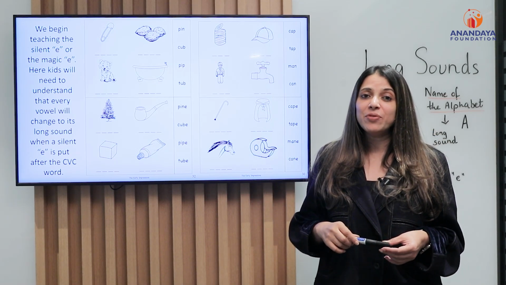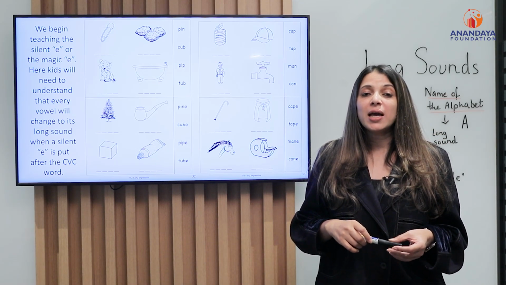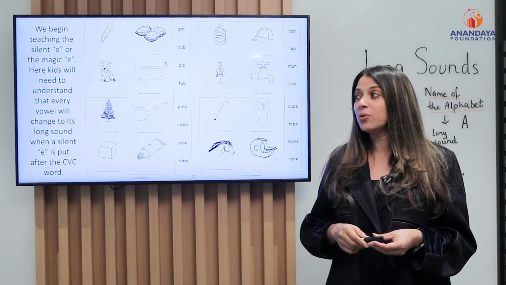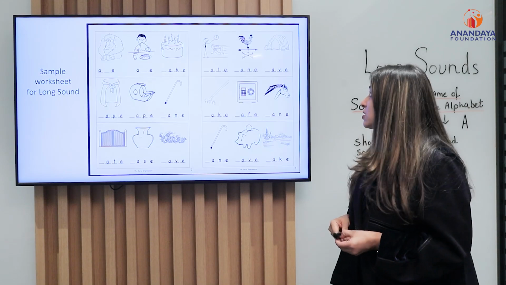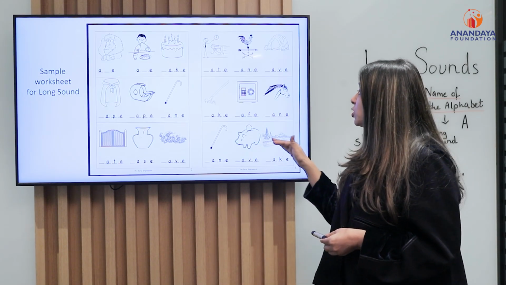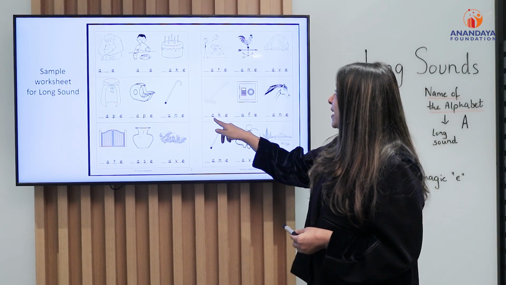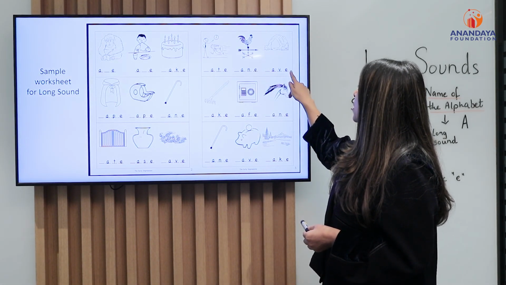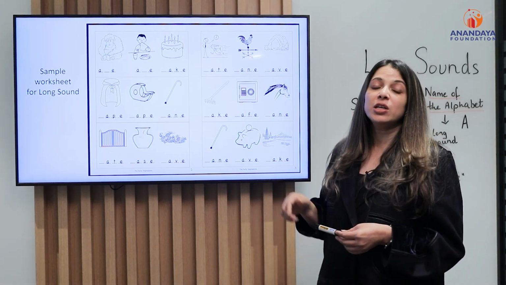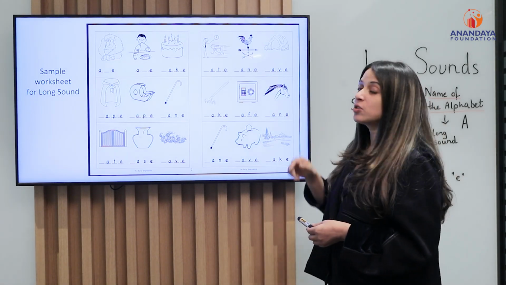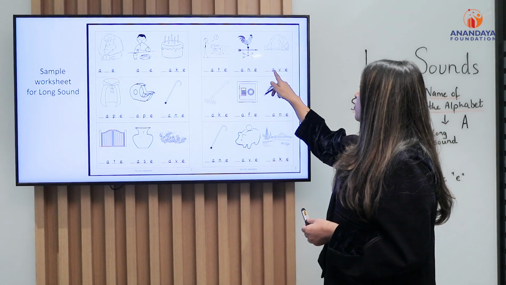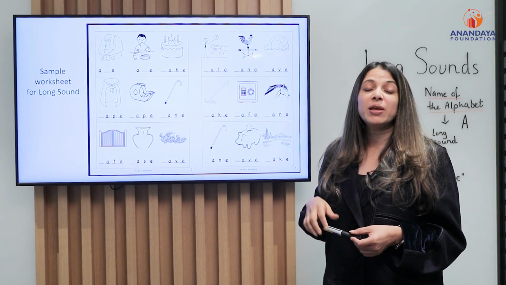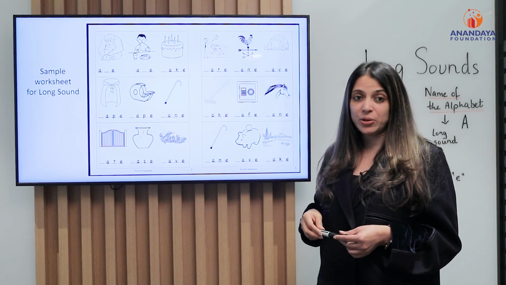There are around 11 long sounds, and I'm going to show you on the next screen how to go about the other long sounds. This worksheet is for the long sound A. Cave, K-A-V, cave. Here the child is only asked to write the consonant. If you want, you can even make the child circle the long sounds in red, so they are able to identify it in a better way.